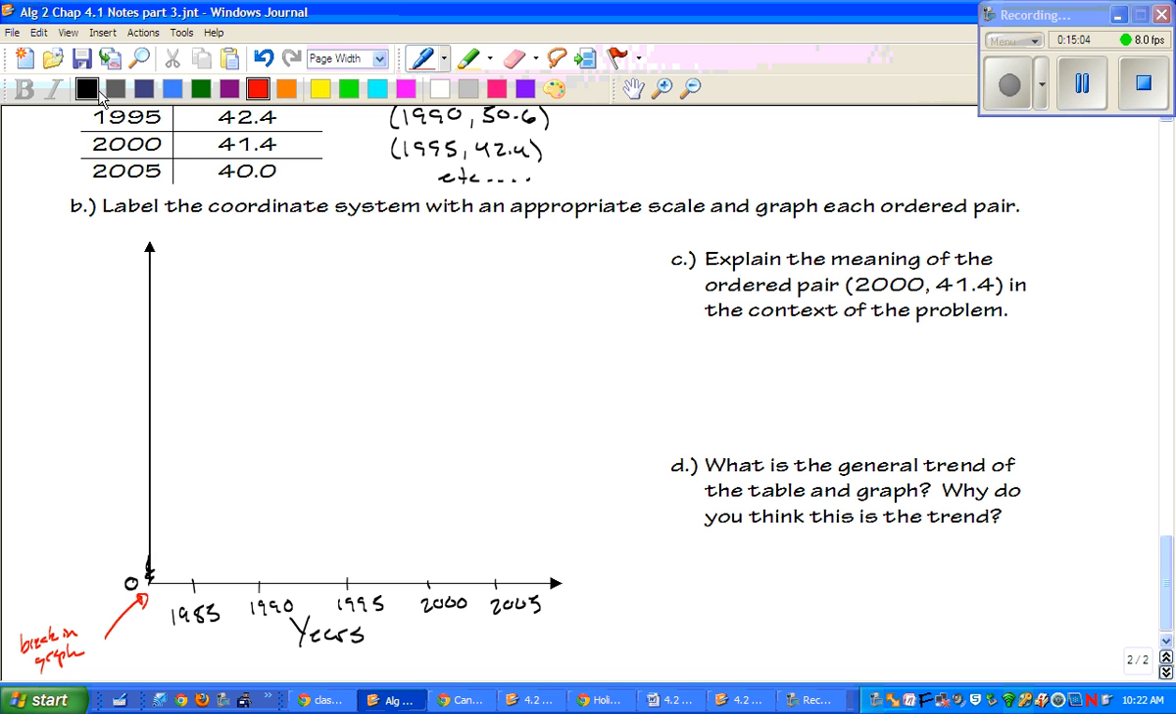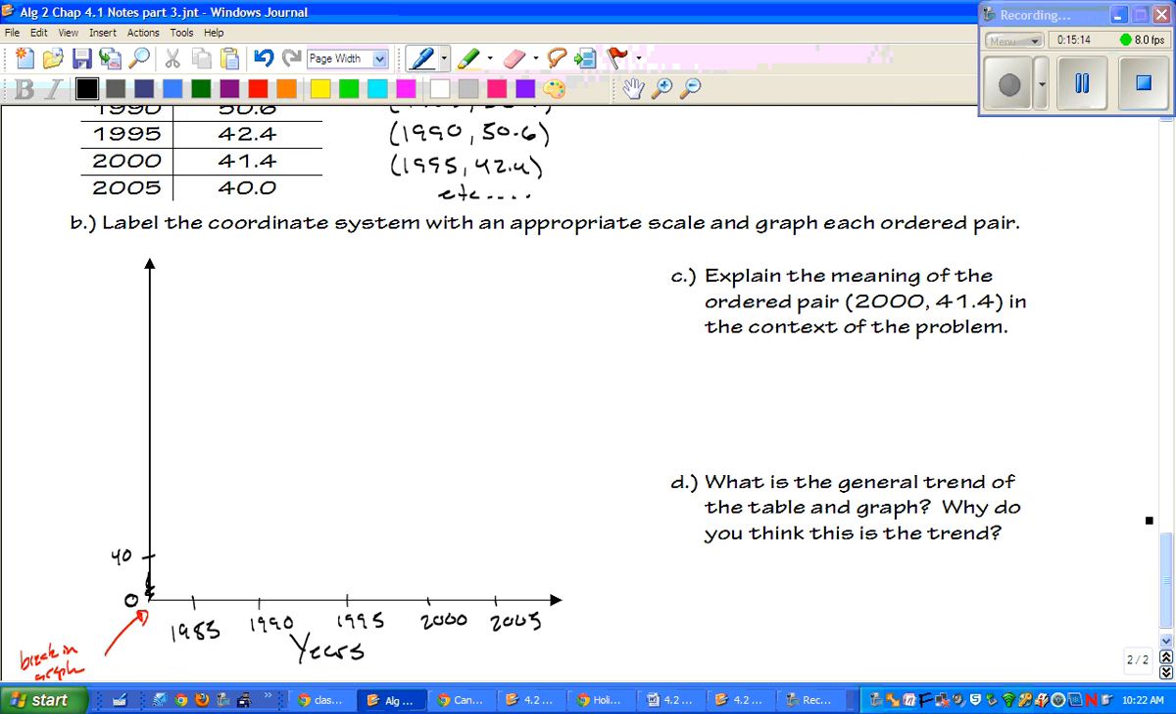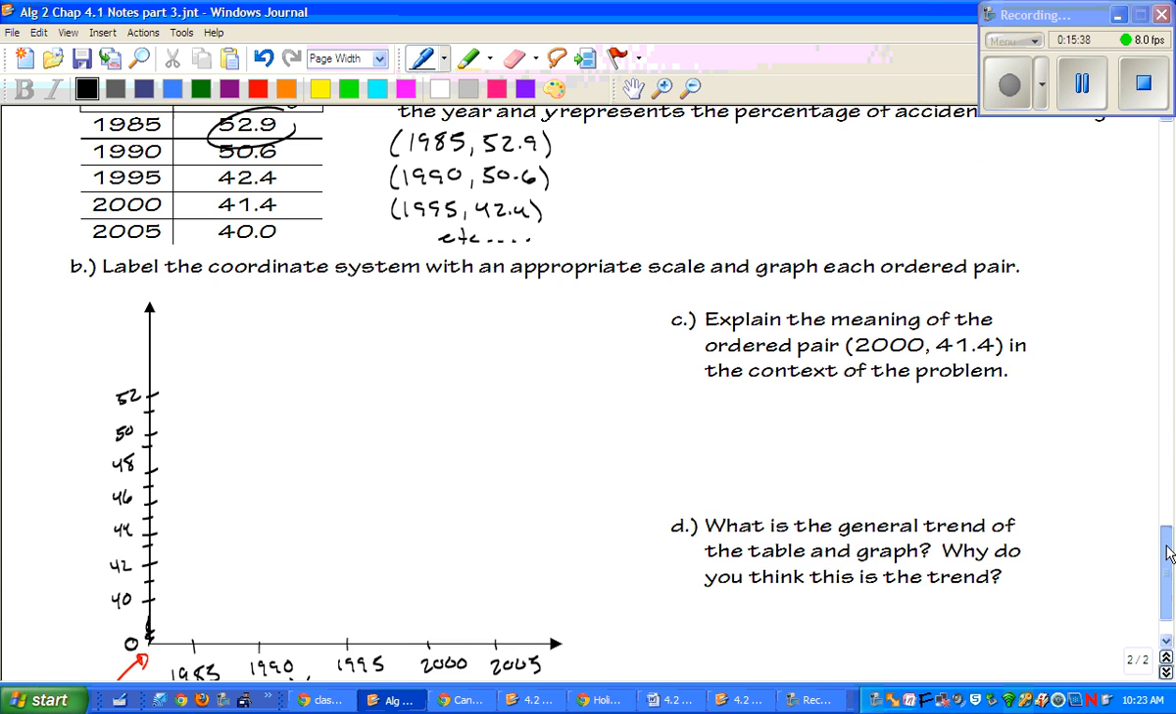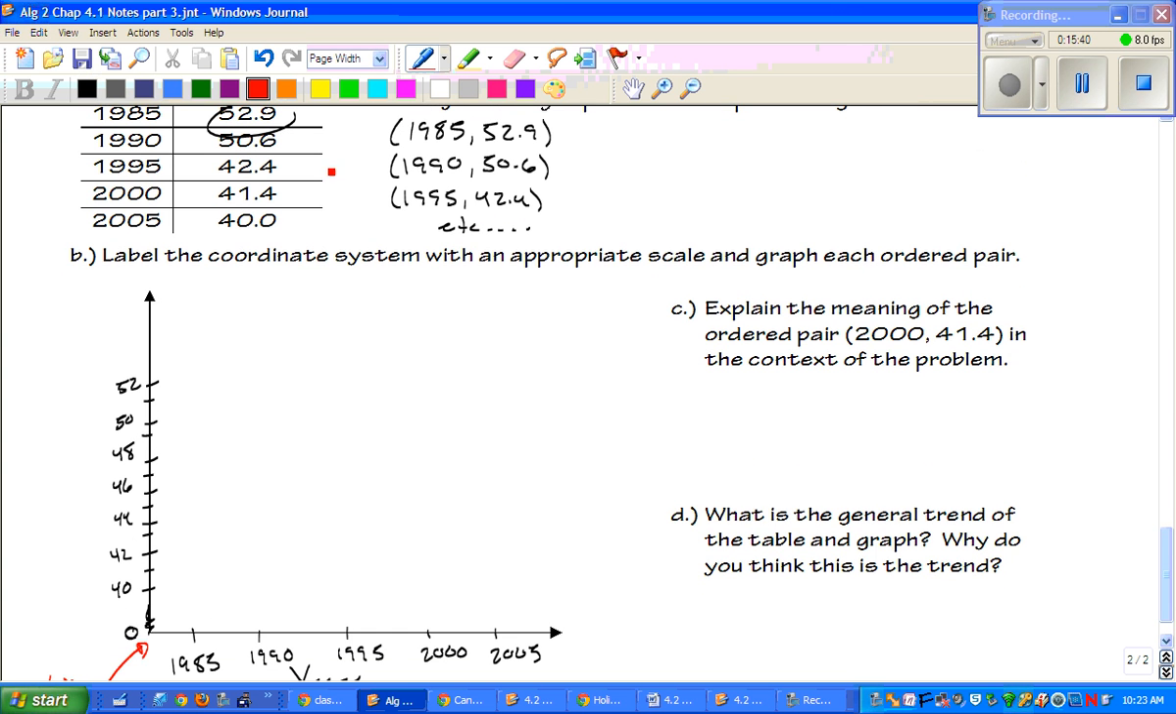And from then, we can start at 40, okay? And from there, we can pretty much count because we have to go all the way up to 52. So there's 41, 42, 43, 44, 46, 48, 50, 52. And you can spread yours out a little bit nicer if you want to. So let's go ahead and start plotting the data for this.